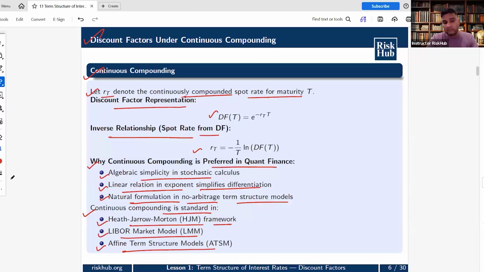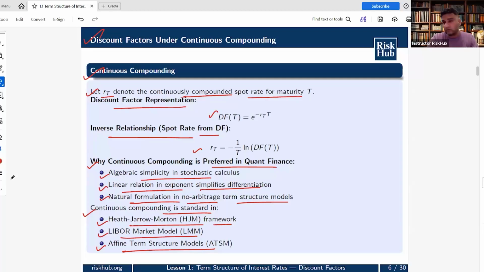The one difference that matters here: for the same quoted number, continuous compounding grows money faster. So it produces a smaller discount factor. A 5% continuous rate equals exponential 0.05 minus 1, 5.127% annually compounded, right? So please understand that.